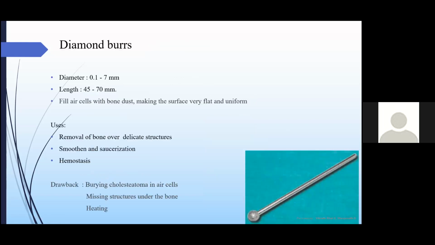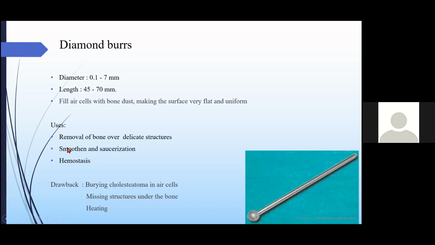the cutting burrs. The diamond burrs, which you can see in this picture, range from a diameter of 0.1 to 7 millimeters and a length approximately the same as cutting burrs. They function by making the surface of the bone very flat and uniform by transferring the bone dust. While drilling across a bony surface, it transfers the bone dust into the lumen of the cell, and thus it smoothens or saucerizes it. So it is used for the finishing touch or for delicate structures where we don't want a lot of pressure or damage to the underlying structures.